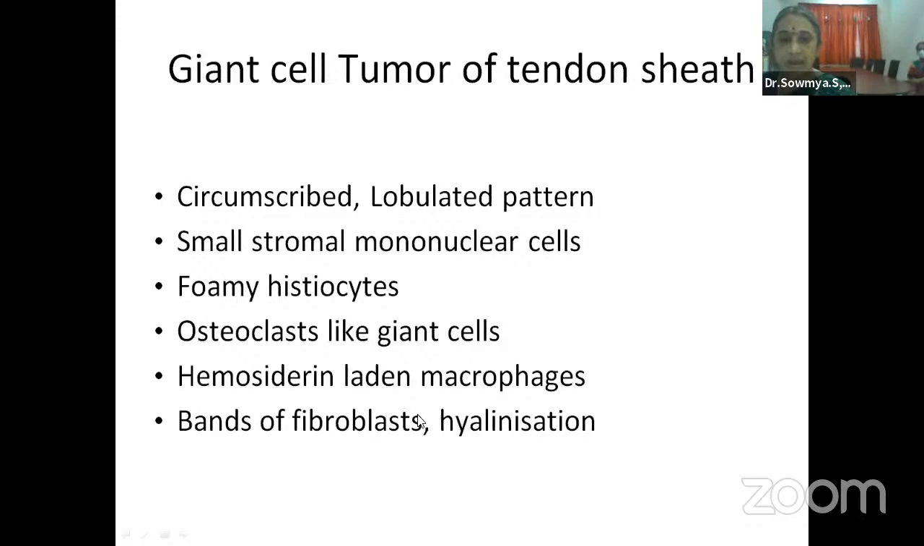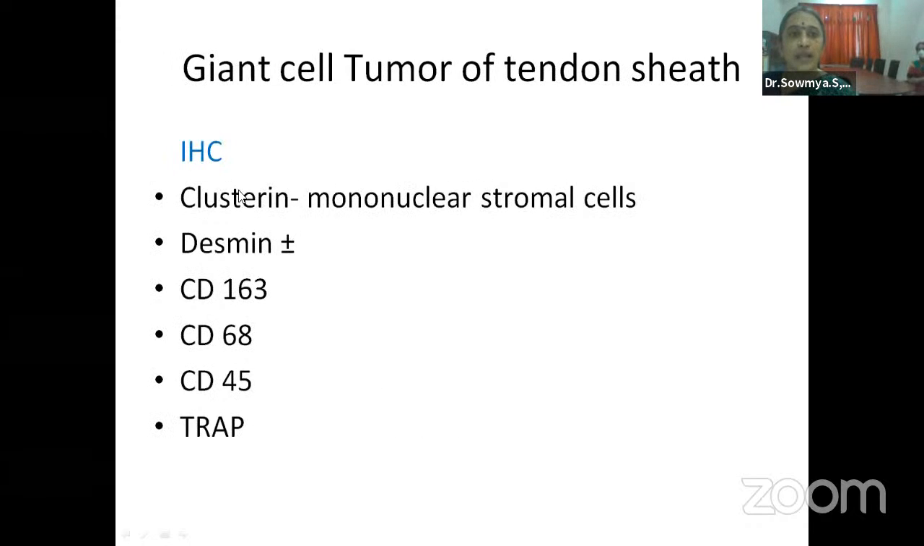Because of these bands of fibroblasts and hyalinization, you tend to see the lobulated pattern. So IHC can also be done. Usually we don't require much IHC for the diagnosis. So clusterin can be positive in the mononuclear stromal cells. Desmin can be either positive or negative. And these are the other markers you can do for the tumor. But usually we don't require an IHC for this.